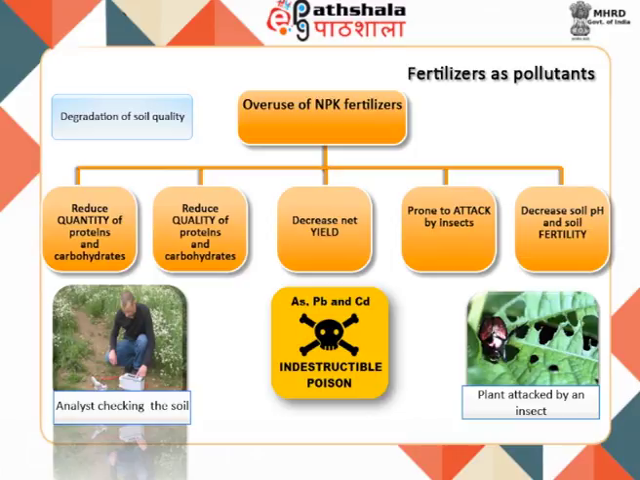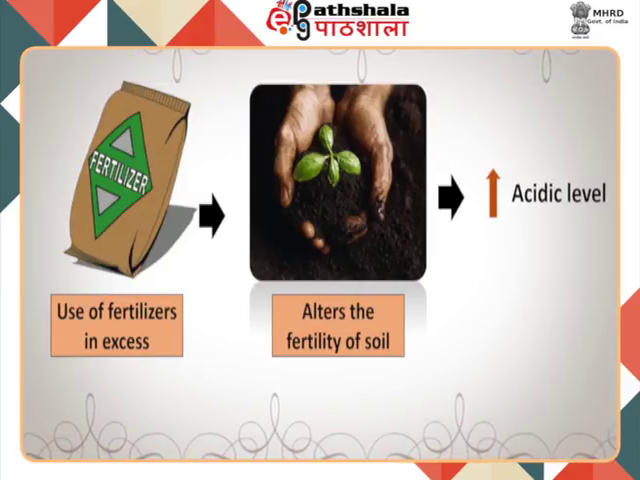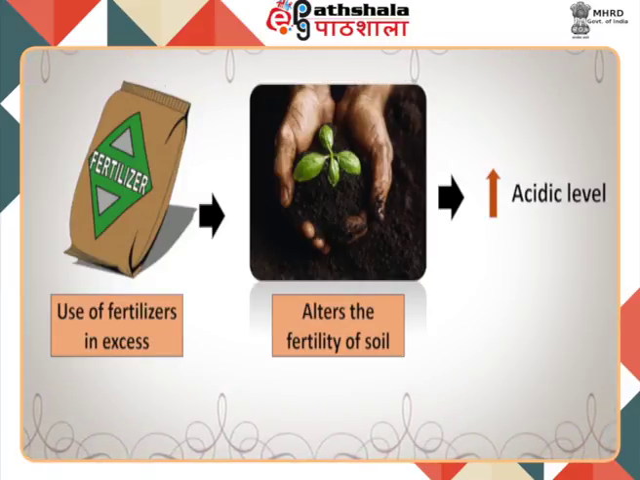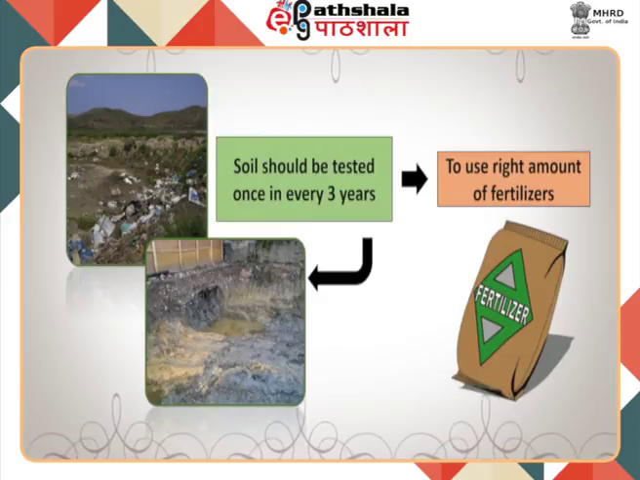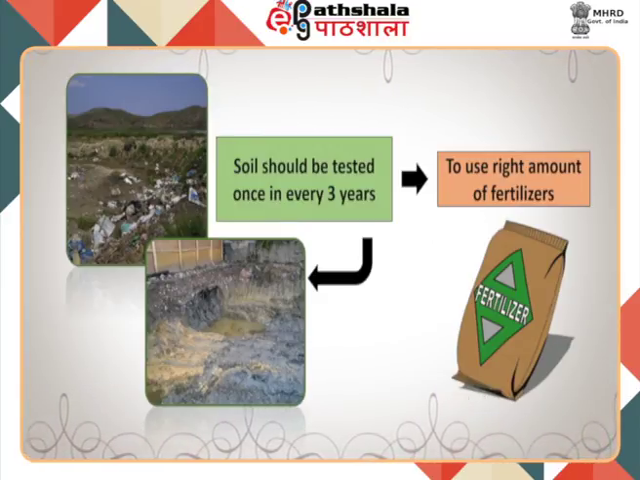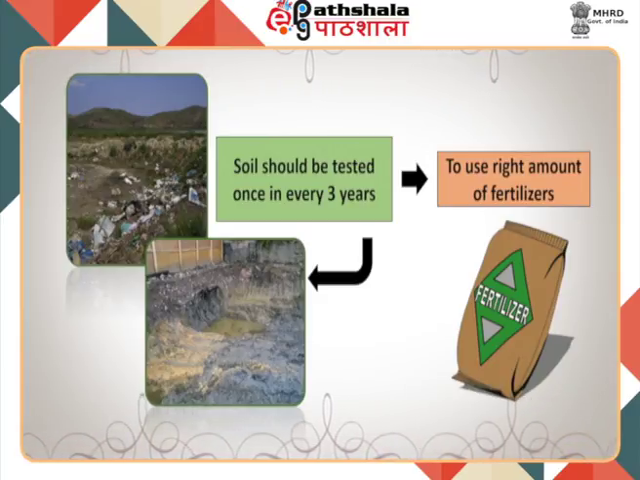Non-biodegradable impurities such as arsenic, lead, and cadmium are present in traces in raw materials like rock phosphate mineral. Along with the mineral, they get accumulated in soil and thus become an indestructible poison for crops. Using too much fertilizer can alter the fertility of soil by increasing the acid levels in the soil. This is why it is recommended to get a soil test done at least once every 3 years, so that one can keep track of whether or not you are using the right amount of fertilizers.